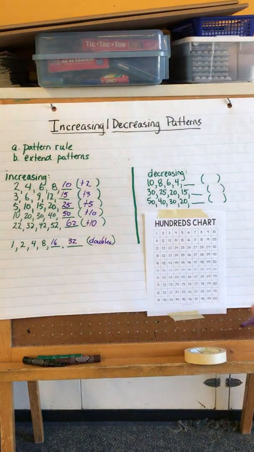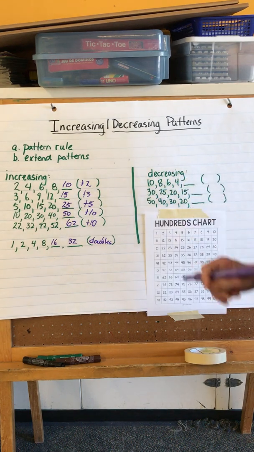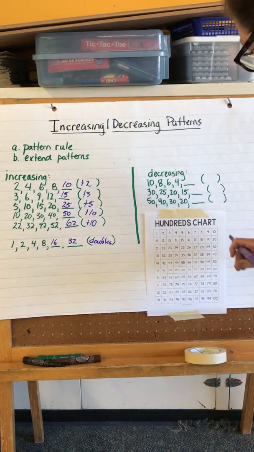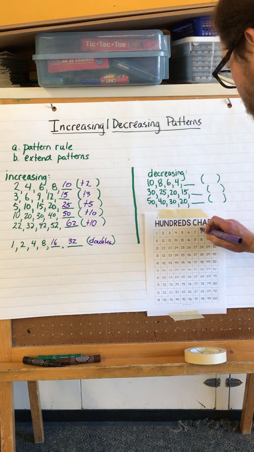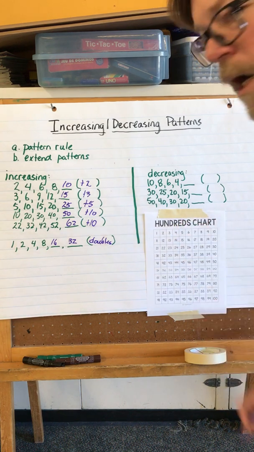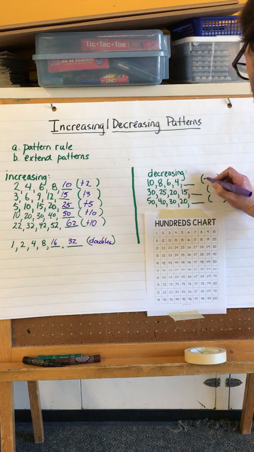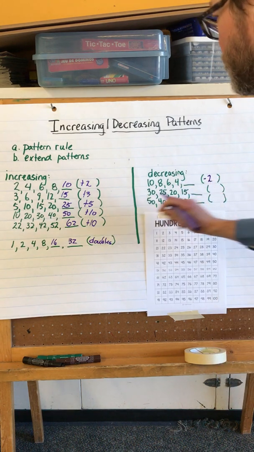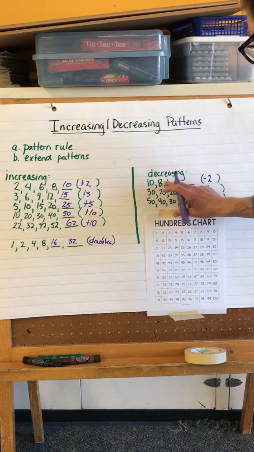Okay, decreasing patterns. Now this is a little bit new for us. Here's a pattern that goes 10, 8, 6, 4. So you see it's going down. I can look at my number chart here and count how many numbers it's going down each time. So it's going from 10 to 8: 1, 2. From 8 to 6: 1, 2. From 6 to 4: 1, 2. I see the pattern. It's going down 2 every time. So my pattern rule isn't plus 2, my pattern rule is negative 2 because it's going down 2.